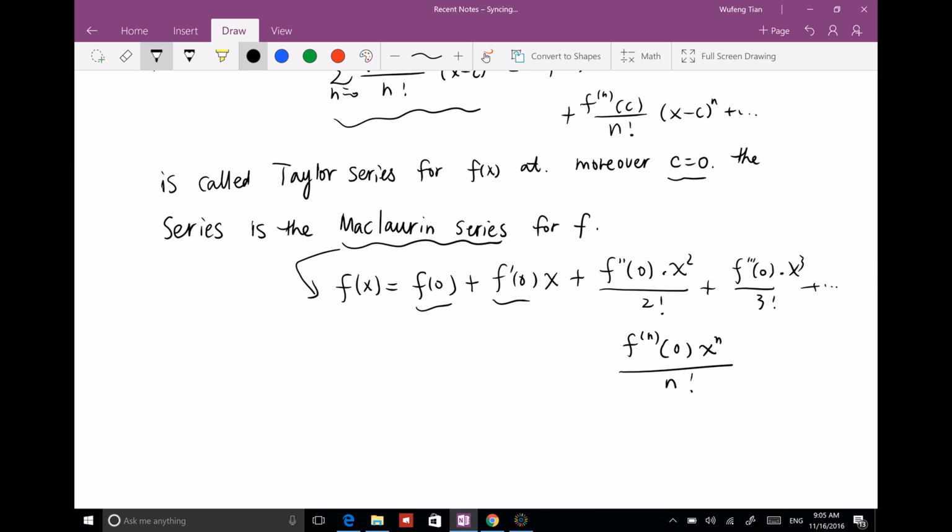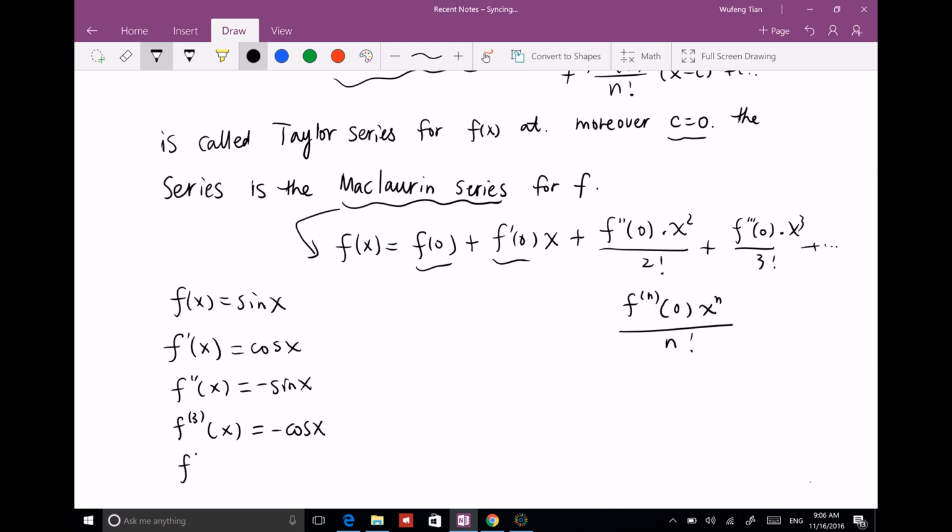Okay, so we've got f(x) equals sine x. The derivative of sine x is, I'm going to call a student to complete that. What's the derivative of sine x, Zijian? Okay, continue please. Second derivative, negative sine. Third derivative, negative cosine x. Fourth derivative, sine x, back to itself.